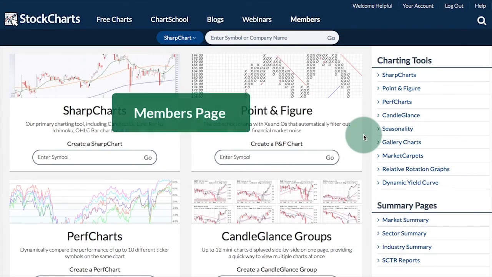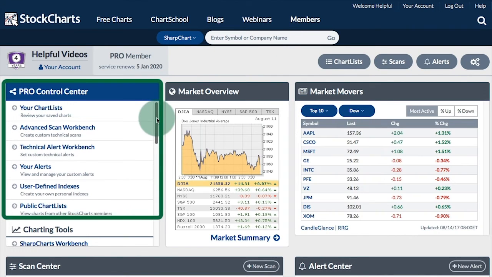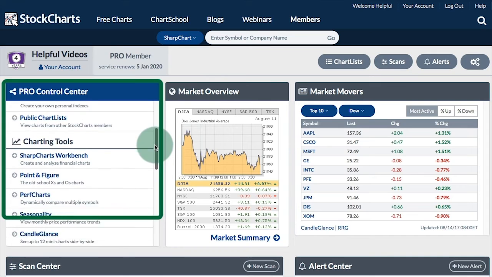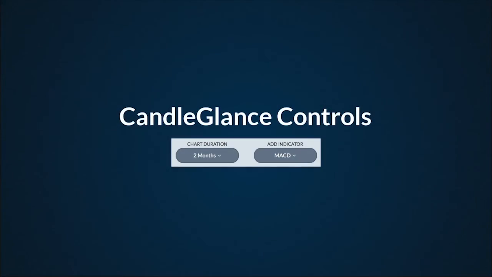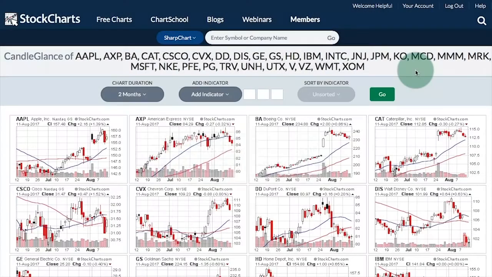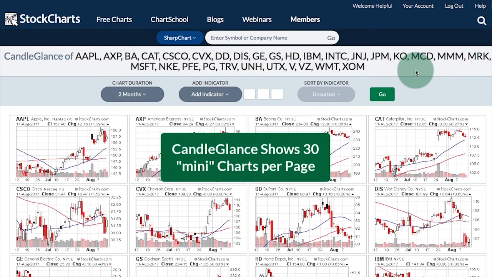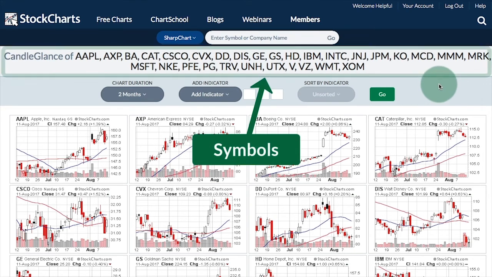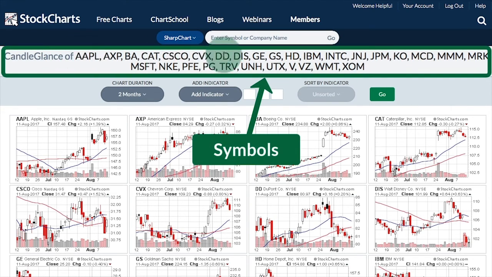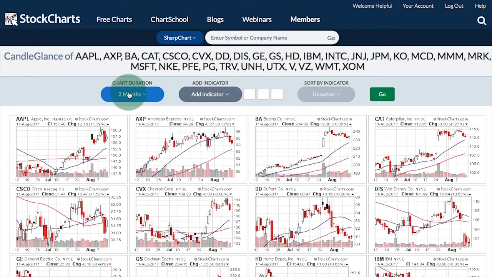You can also find candle glance links on your members page. So if you click the members link at the top, you will see you have a control center on the left. And if you scroll down to the charting tools, you will have a link for candle glance charts. Candle glance controls. This is a candle glance group for the 30 stocks in the Dow Jones Industrial Average. And the controls can be used to customize these charts. At the top, you can see all the symbols that are currently shown. Then we have the chart duration.